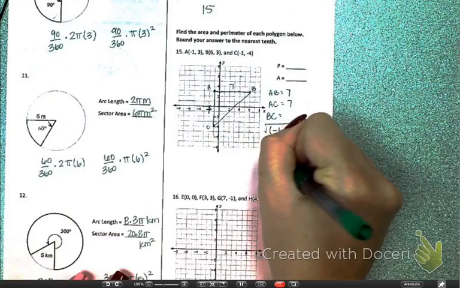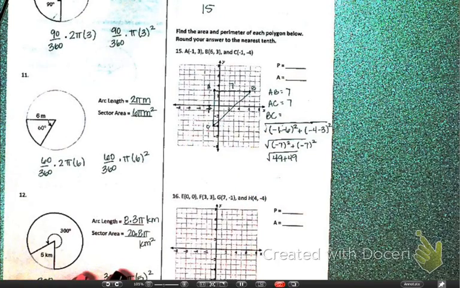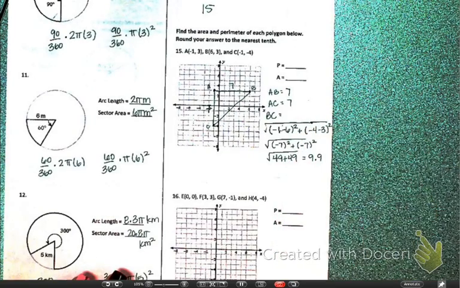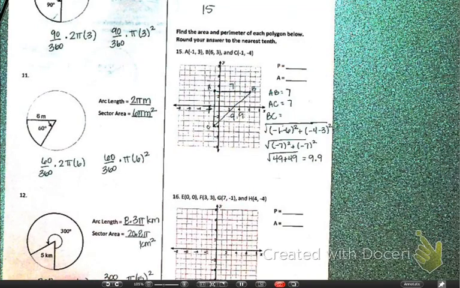So in your calculator, you're taking the square root of 49 plus 49, and you end up with 9.9. Okay, that is the length here. If you got those three side lengths, that alone will give you 3 of the 5 points for this question. Okay? The 4th point comes from the perimeter.